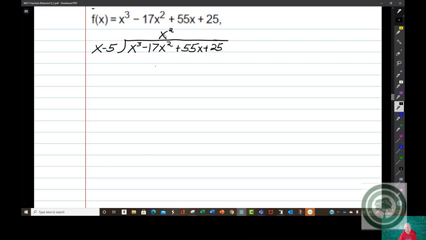Then I'm going to multiply. X squared times x is x cubed. And x squared times minus 5 is minus 5x squared. And then I'm going to take this little polynomial and subtract it from these two terms. Now, when I distribute the minus, I will get a minus there and a plus there. So this is what I'm going to do.